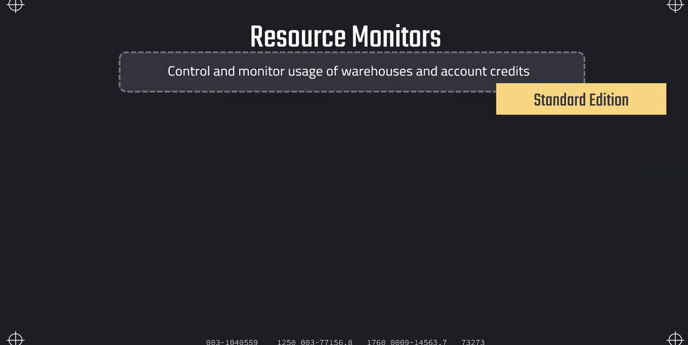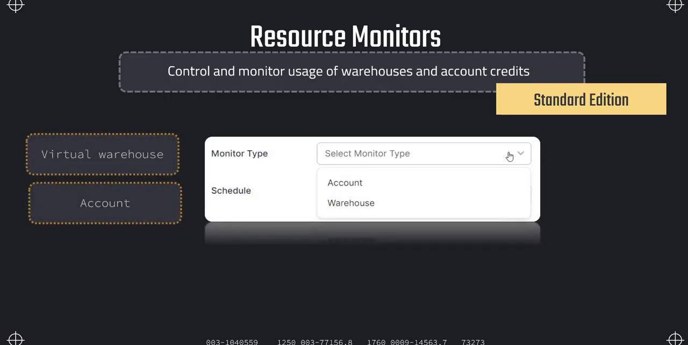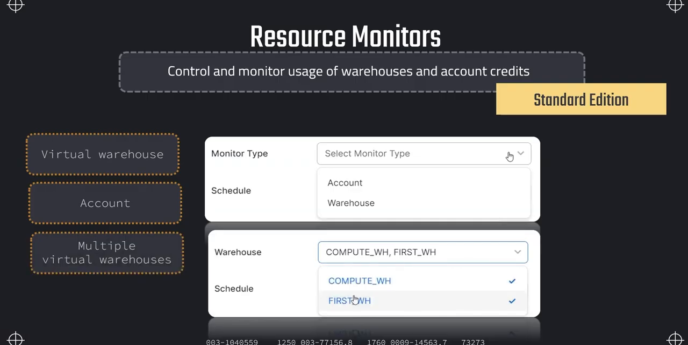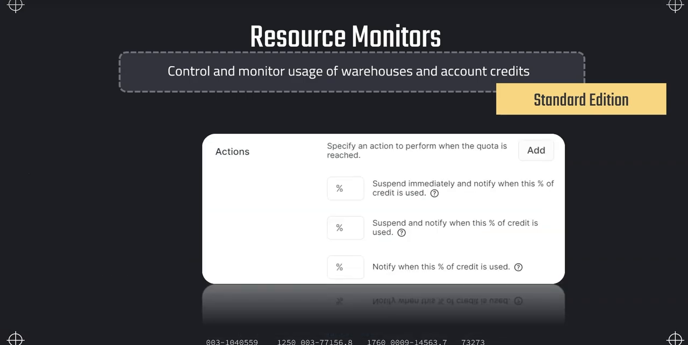And those resource monitors we can set for the account level and also for individual warehouses. On top of this, we can also set them up for a group of warehouses. So we can select multiple warehouses and put one resource monitor, so one limit, on these multiple warehouses. Then, based on the quota that we have set, we can define specific actions.